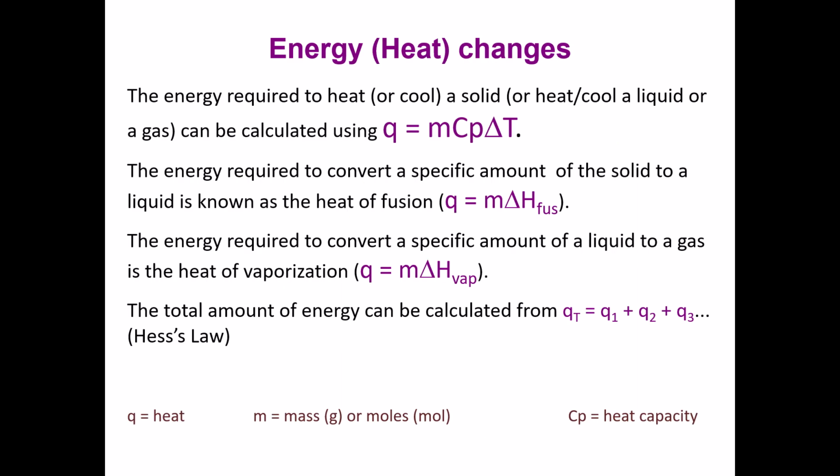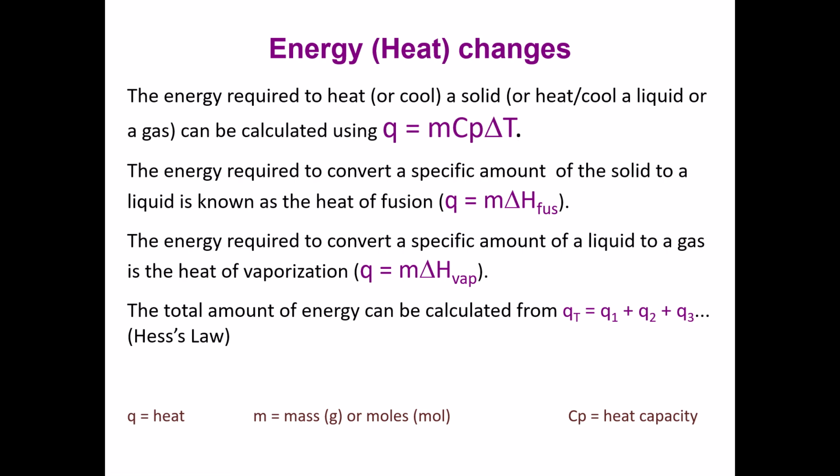Alright, so we're going to break this down into 2 stages. The first stage is going to be if we're within a phase, if it stays a solid or stays a liquid or stays a gas, and we're on one of those diagonal lines on the graph, we're going to use a familiar equation. Q equals m Cp delta T, where Q is our heat required or heat released, m is the amount that we have, whether in moles or grams, Cp is our heat capacity for that phase, and delta T is our change in temperature.